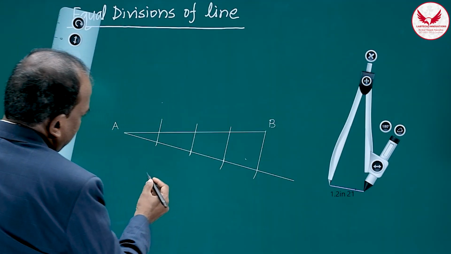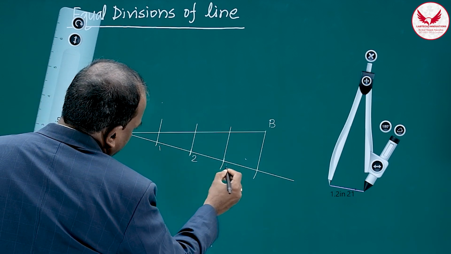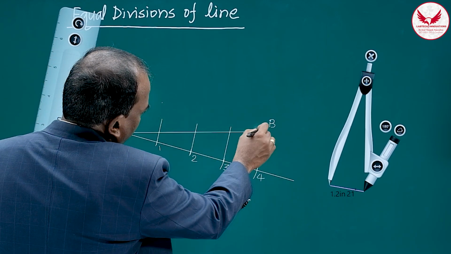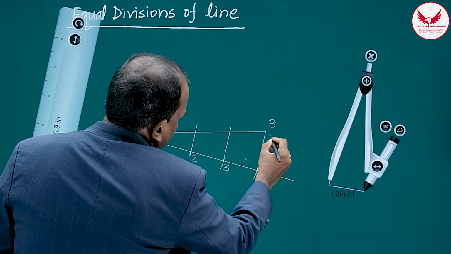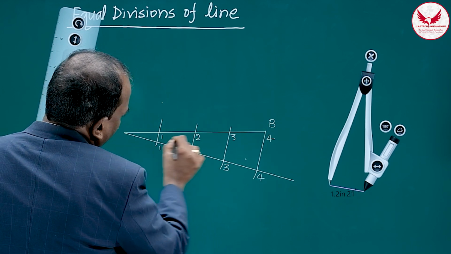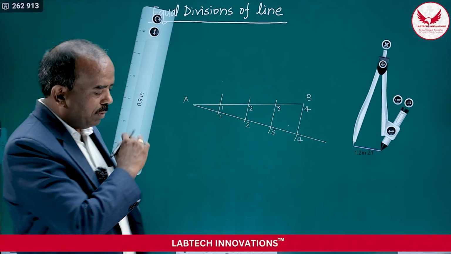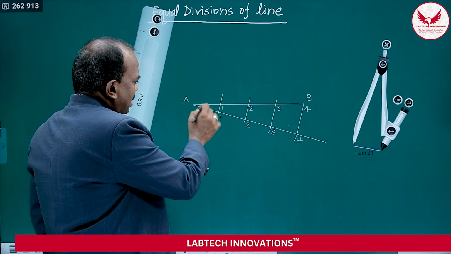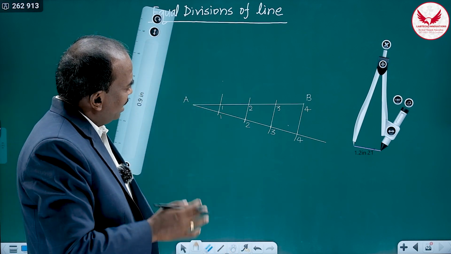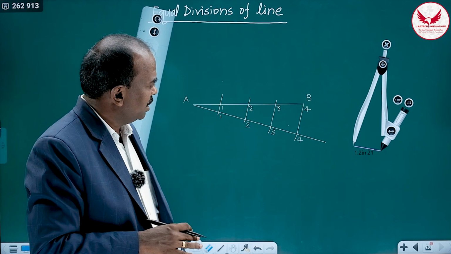Now this slant line, which is the unknown line, has been divided into 4 equal parts with the help of compass: 1, 2, 3, 4. If I join this 4 to B, this point is going to be 4, this is 3, this is 2, and this is 1. Now this known line AB has been divided into 4 equal parts by using the compass and the slant line. Preferably keep this angle around 20 degrees, a little less or more than 20. Not only 4 parts, we can make it 8 parts, 12 parts, 3 parts, 5 parts as per our requirement.